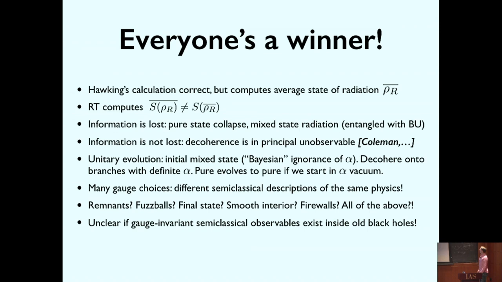What else do I want to say? And because we've got this massive gauge invariance, what goes on inside a black hole is very ambiguous. There's lots of gauge choices I can make and lots of potential semi-classical descriptions of the same identical physics. And I like to say that everyone's a winner here, because if you have a favorite resolution of the information paradox, you could probably fix a gauge in which it's true. So there is room for all of these things to be true. Information is lost, information is not lost. There are remnants and fuzzballs, a smooth interior and a firewall, and the final state proposal, and non-violent non-locality. It may all be true.